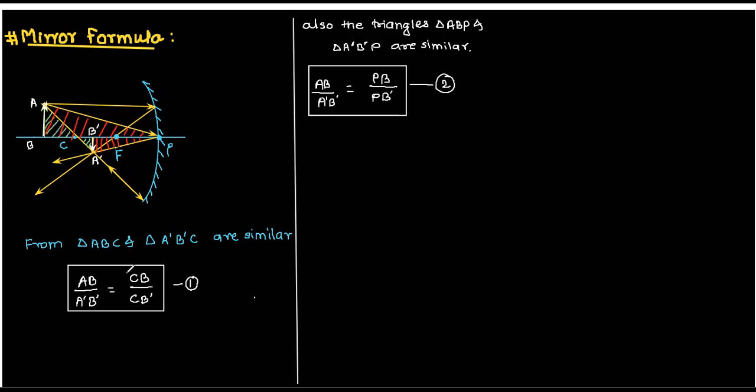Now from equation 1 and 2, you see this side is equal, right? Left hand side is equal. So from equation 1 and 2, as the LHSs are same, you see here, can I equate these two? Yes, we can equate, and therefore CB divided by CB dash is equal to PB divided by PB dash.